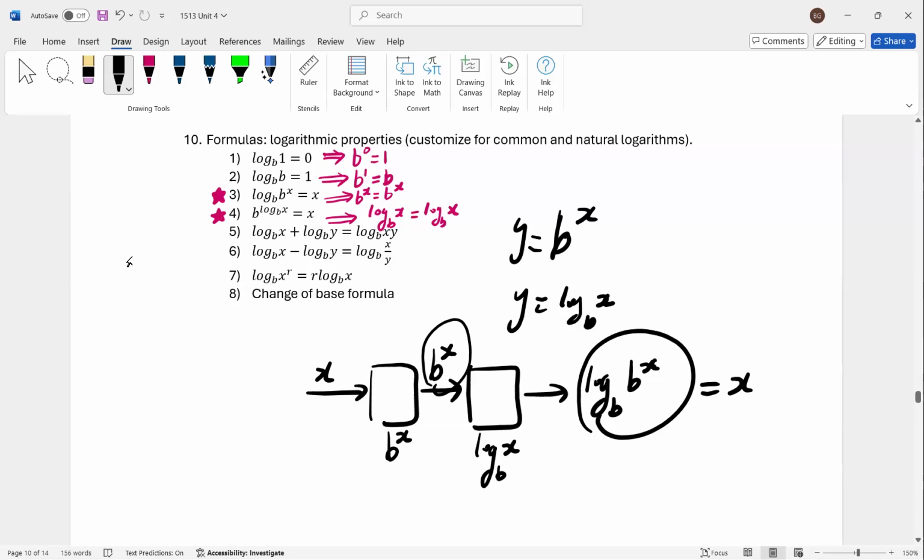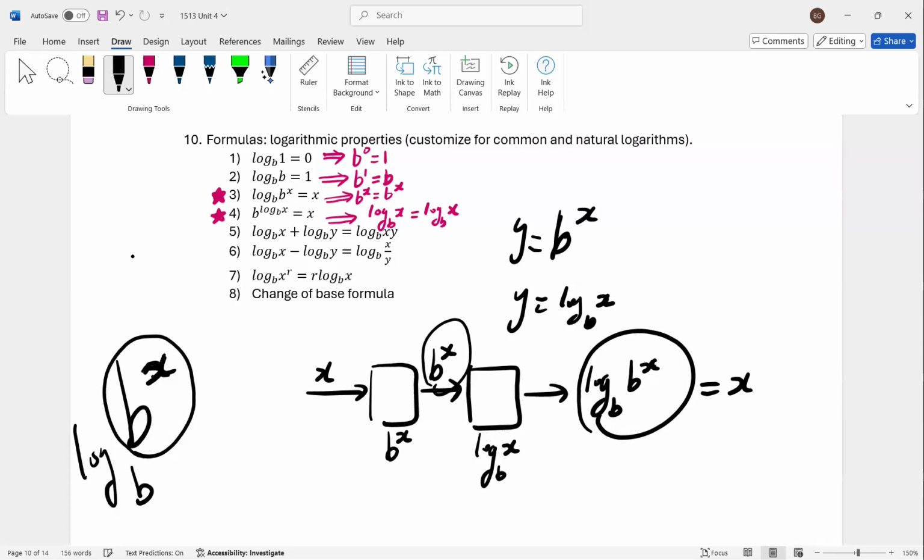Kind of. So when you have an input x, you use b raised to the power of x. Actually, you are applying an exponential function. And then on top of that, you apply a logarithmic function. And the two functions are inverse of each other. So you go back to x. Similarly, number 4 is the same idea.